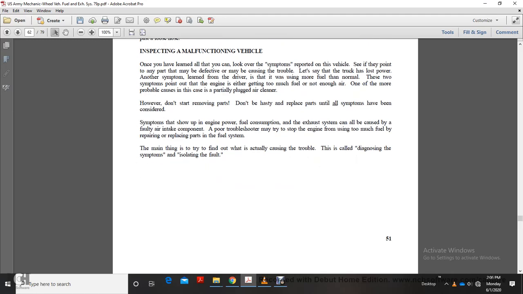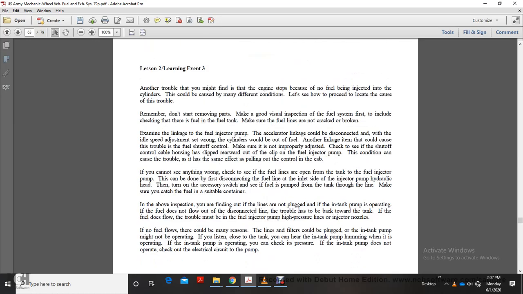However, do not start removing parts. Don't be hasty to replace parts until all systems have been considered. Symptoms like engine power loss, fuel consumption, and exhaust smoke can also be caused by a fuel or air intake component. Poor troubleshooting may try to stop the engine using too much fuel by repairing and replacing parts in the fuel system. The main thing is to try to find out what actually causes the trouble. This is called the diagnostic system, isolating the fault.